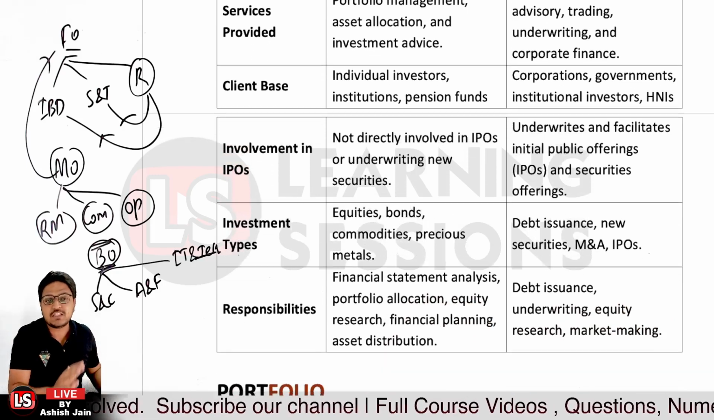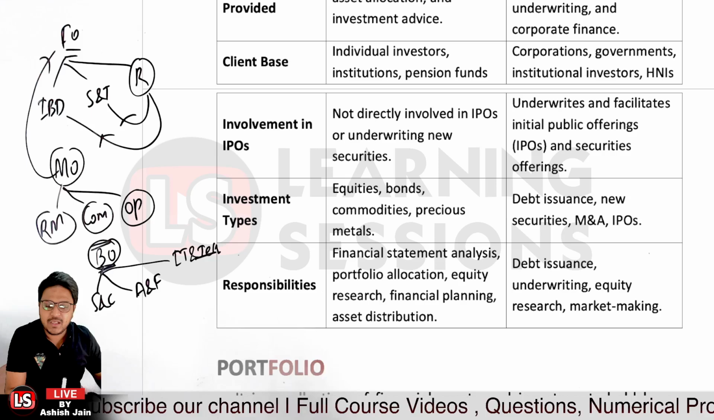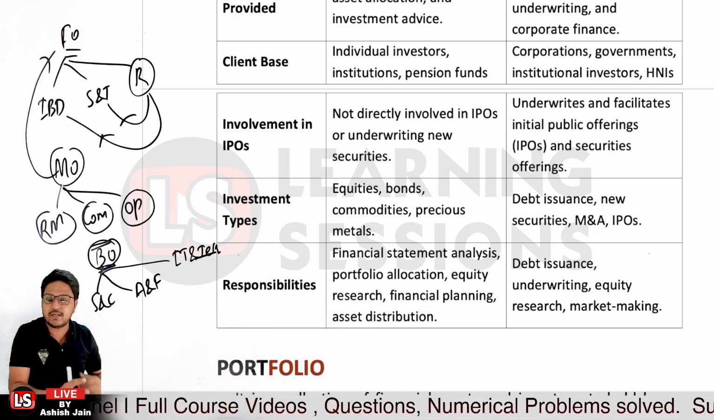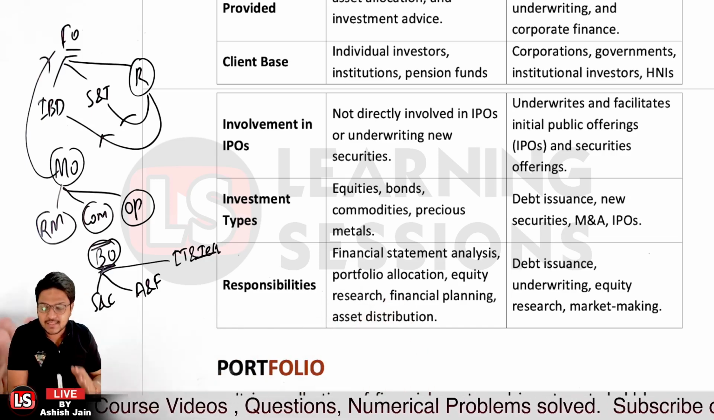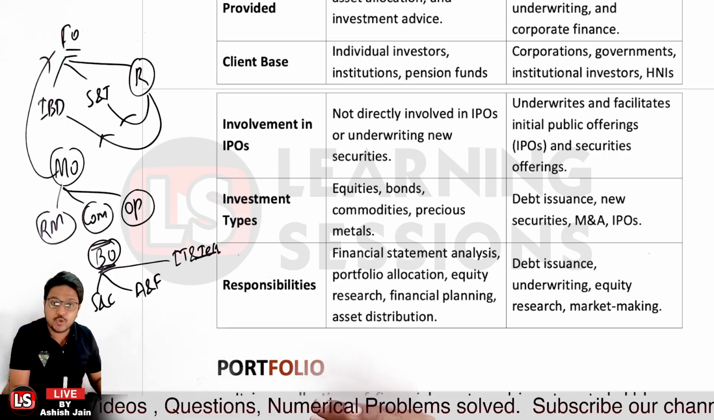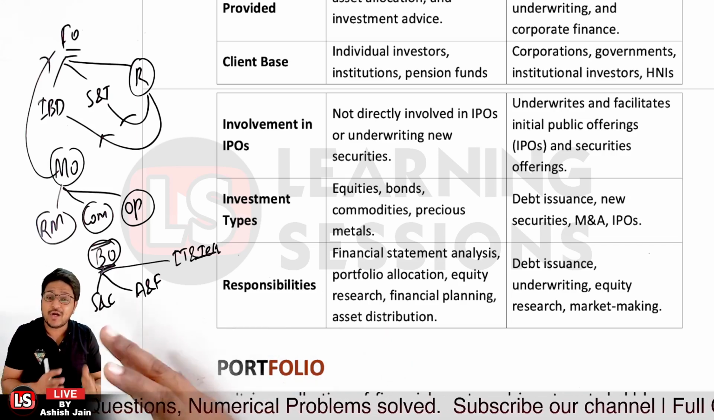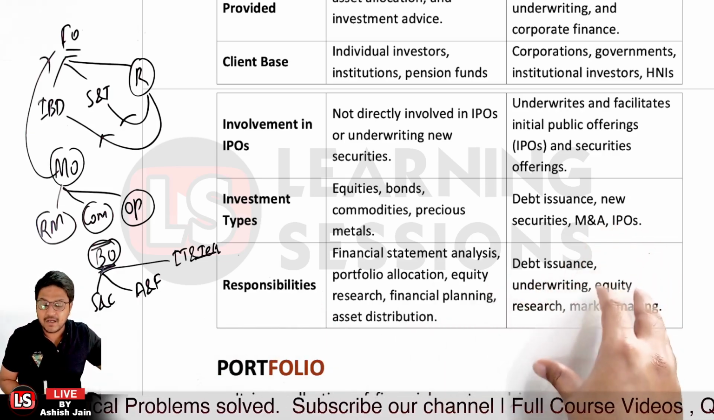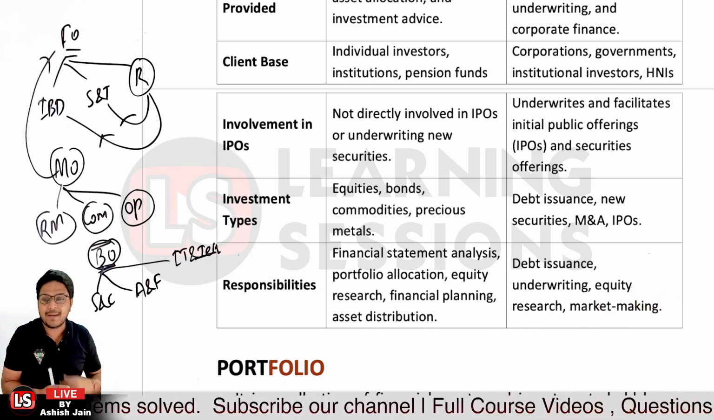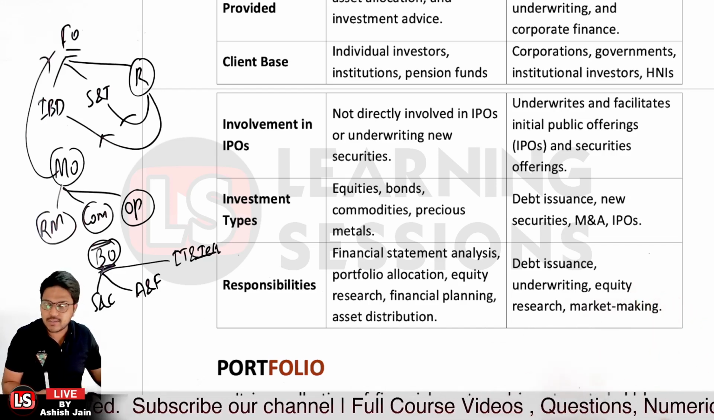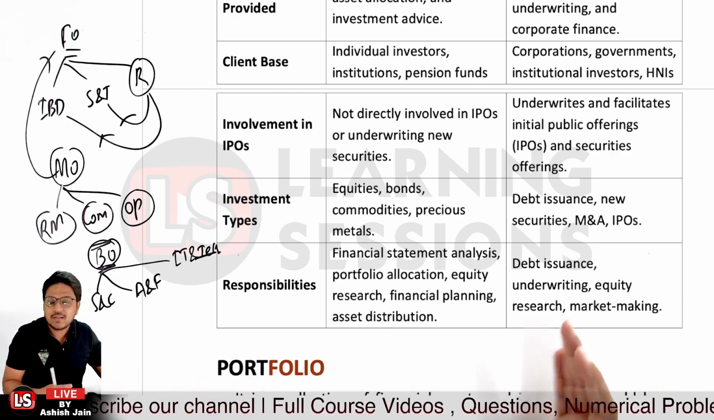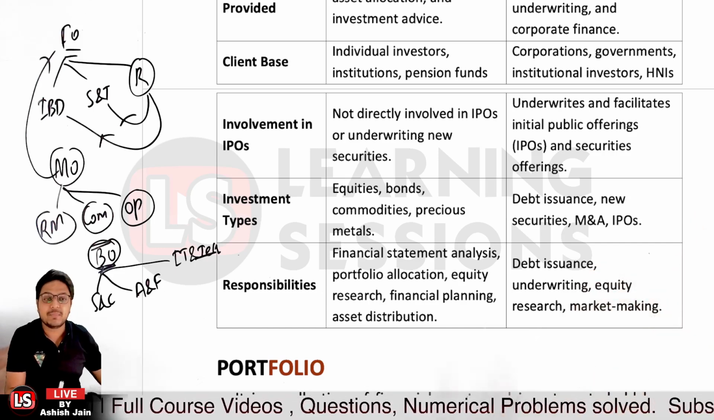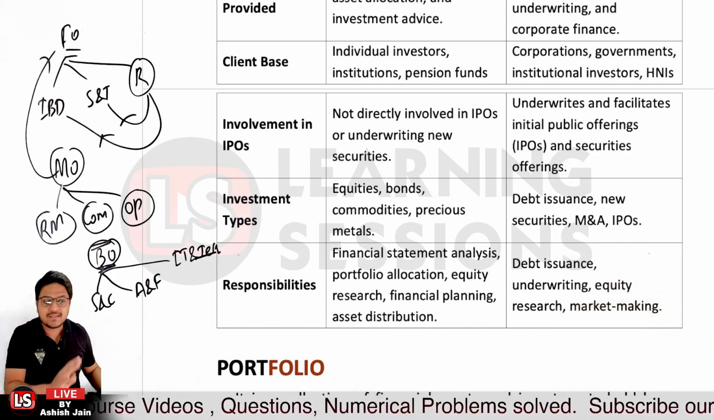And if we talk about the responsibilities, investment managers will be looking into the requirements, setting up the goals, identifying the different assets where they can be allocating, selecting the securities, creating a portfolio, managing the portfolio, and after that revising the portfolio. But the investment bankers are managing the debt issuance, security issuance, equity research, market making, or liquidity provision. Those things are being handled by the investment bankers, right? So that is different.